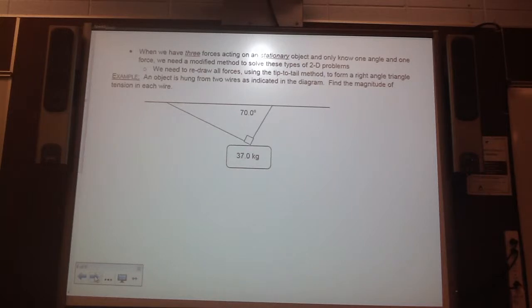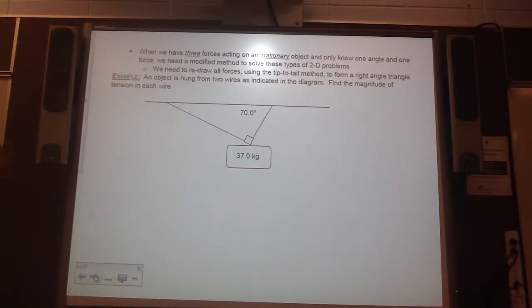Our last example is a bit more advanced because now we have three forces. When we have three forces acting on a stationary object, and we only know one angle and one force, we need a modified method to solve these types of 2D problems. We need to redraw all forces using the tip-to-tail method to form a right angle triangle.